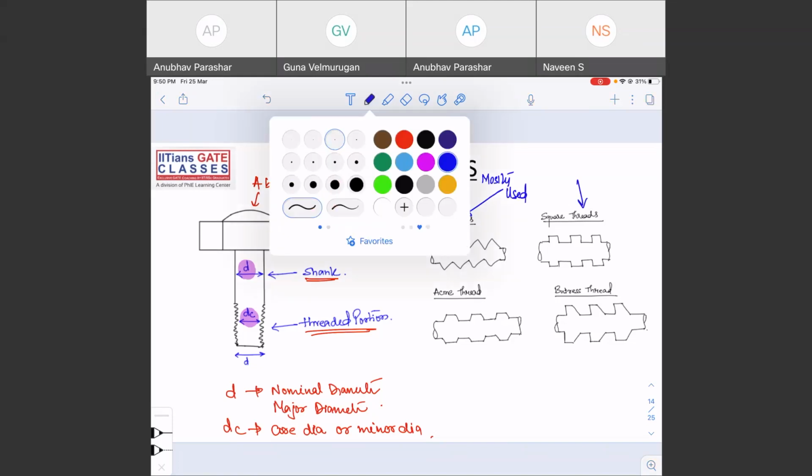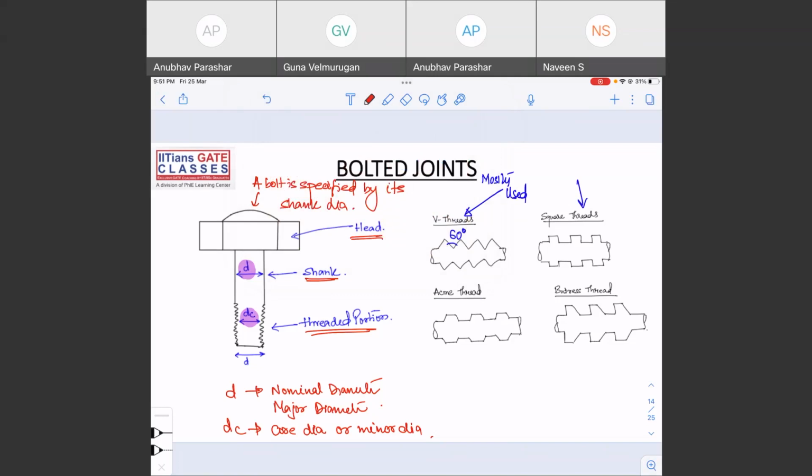Where do we use square threads? Square threads are used for bench vise, lead screw, and similar kinds of applications. I'm not going into detail about why or how they are used. We are not going that deep, just remember it a little.